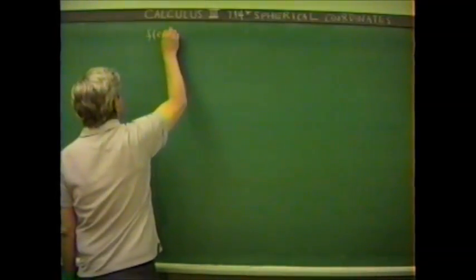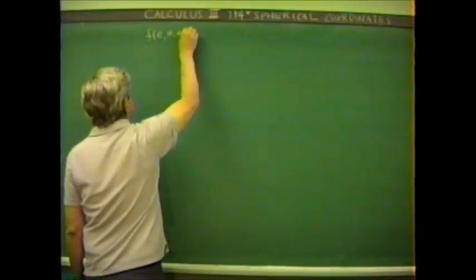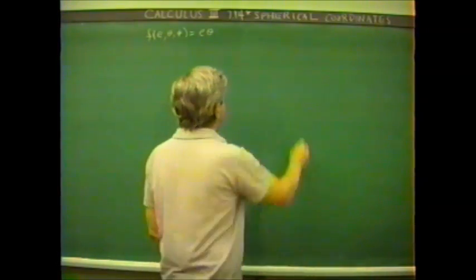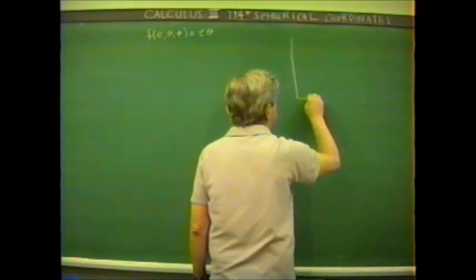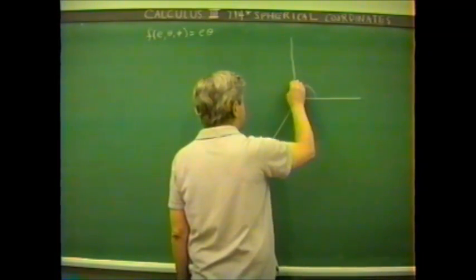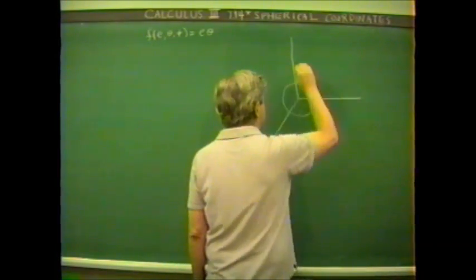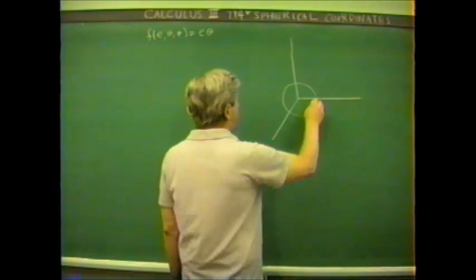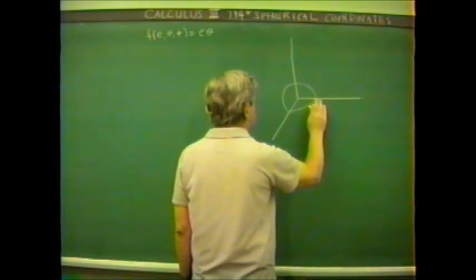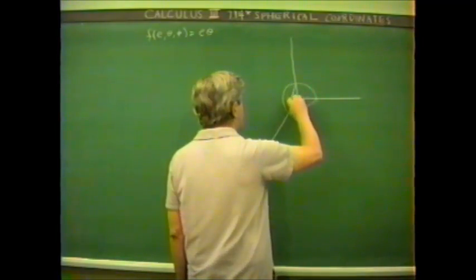Let's take a look at a more complicated region here. Let's let f of rho, theta, and phi be equal to rho theta, for example, here. And let's suppose we want to look at the region as we get like this. If we consider the points that are outside the sphere of radius 1, in the first octant here, so they're going to look something like this.